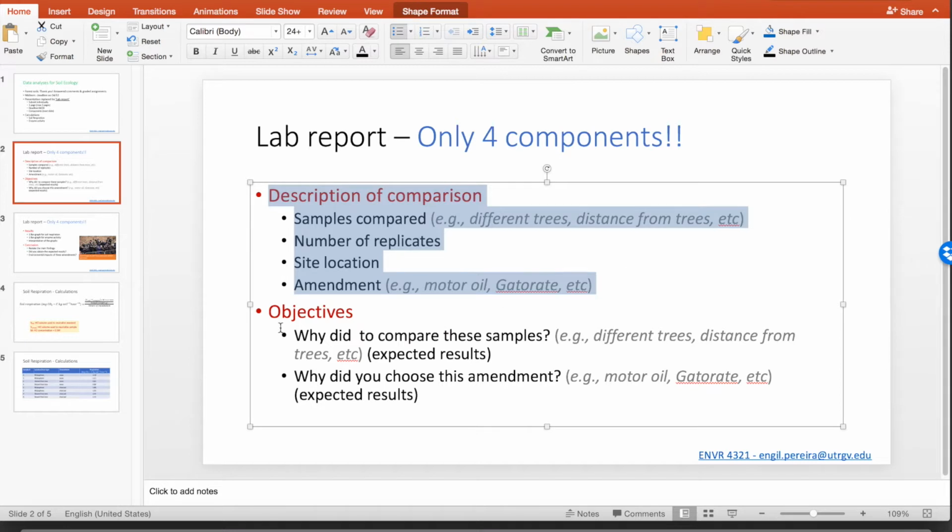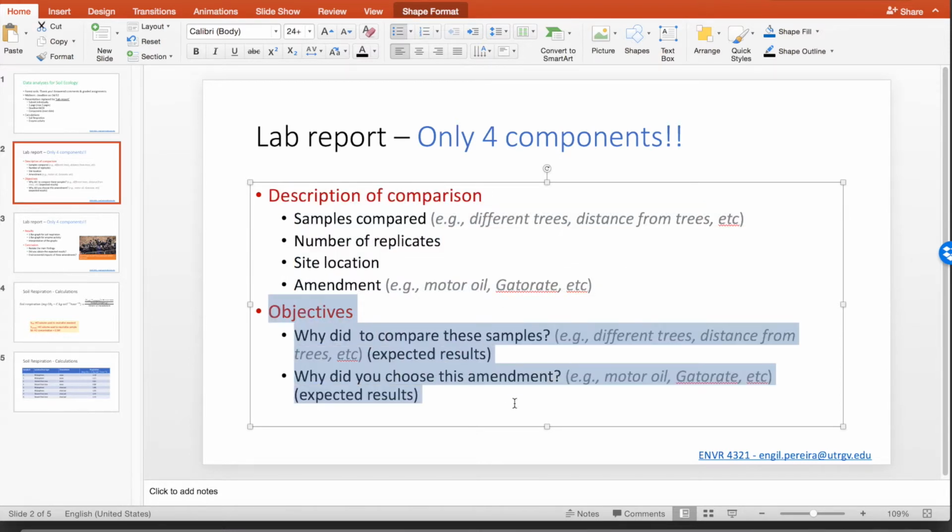And the second component, it's about the objectives. So here I want you to write why did you compare the samples? Why did you choose this type of tree versus the other, or this distance from the tree versus the other? And then touch a little bit on what you expected from this comparison. More biological activity here, more biological activity there, and why? Okay? Also, why did you choose these amendments, like your Gatorade, for instance?